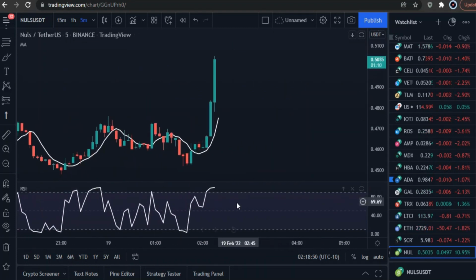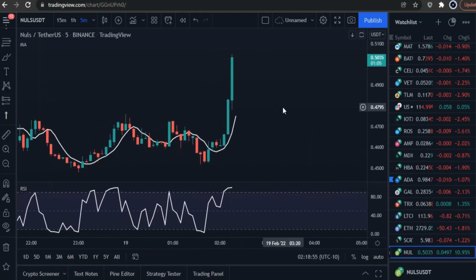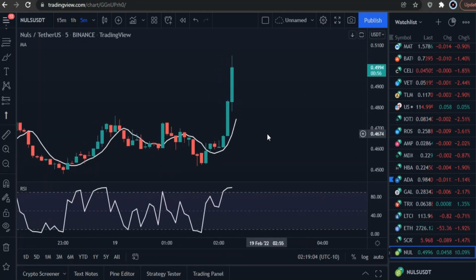As for the RSI indicator, it is in a good area, which is the overbought area, and it may move down at any moment. Also, the last green candle has taken a little distance from the moving average line. With all these indications, I think it's a good idea to wait a bit.